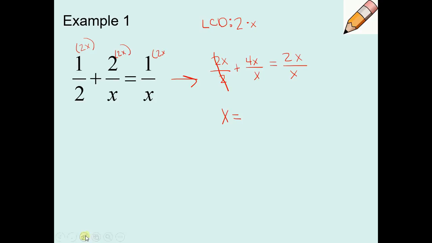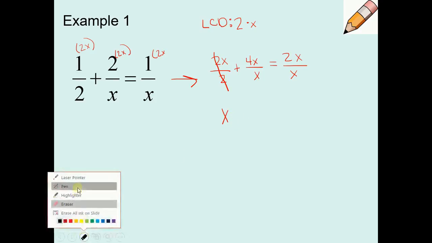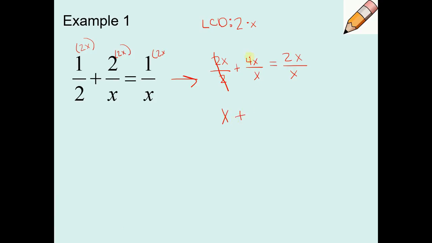Oops, that should have been a plus sign. Silly Marsh. There we go, plus. X's cancel off, I'm going to be left with a 4. And x's cancel off, I'm left with a 2. So if I solve this really, really hard problem now, I'm going to subtract 4. So I get x equals -2 for my answer.